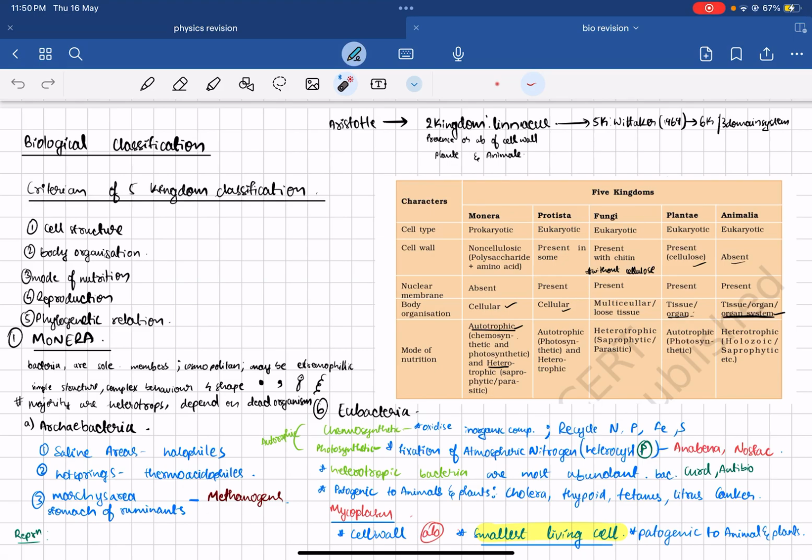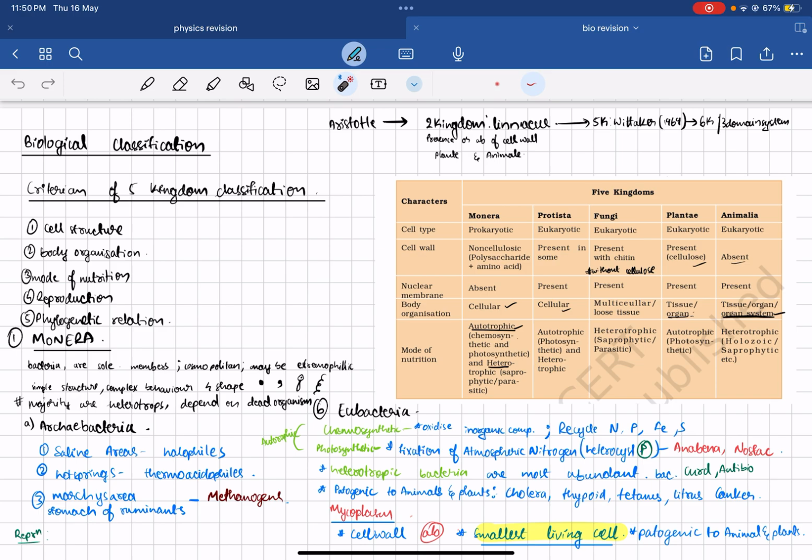Hello. Now we are going to start with biological classification. It is quite easy to understand, but it's been very tricky for me to begin with, and to revise it was most difficult. So I have made notes which could be helpful.